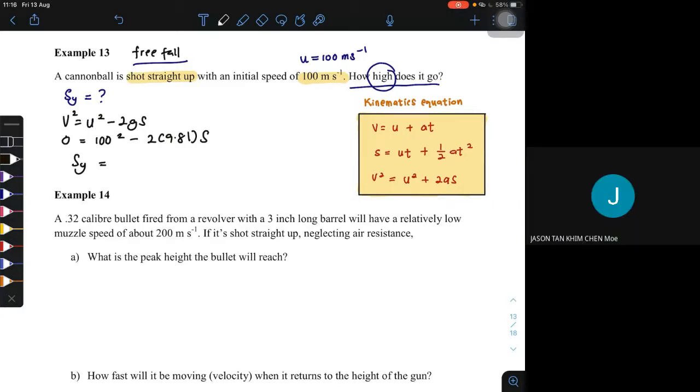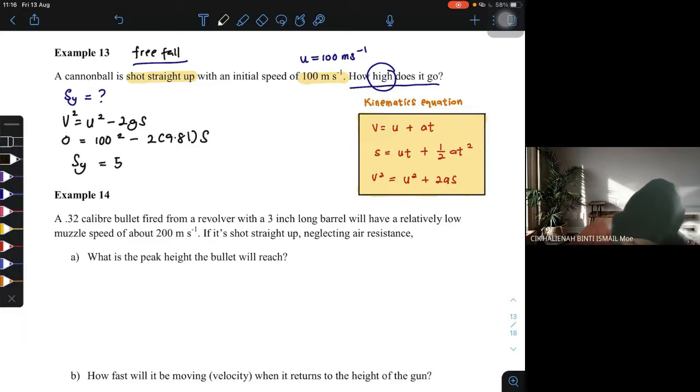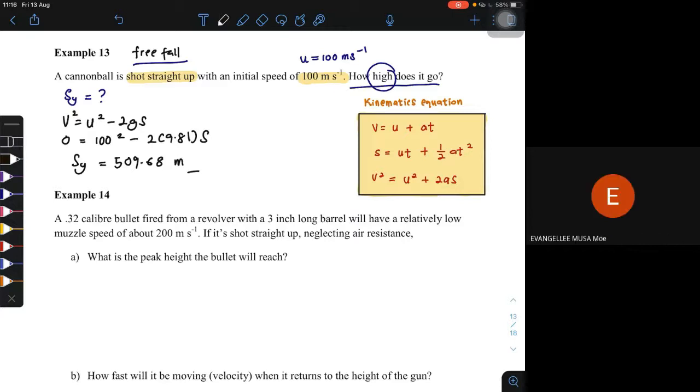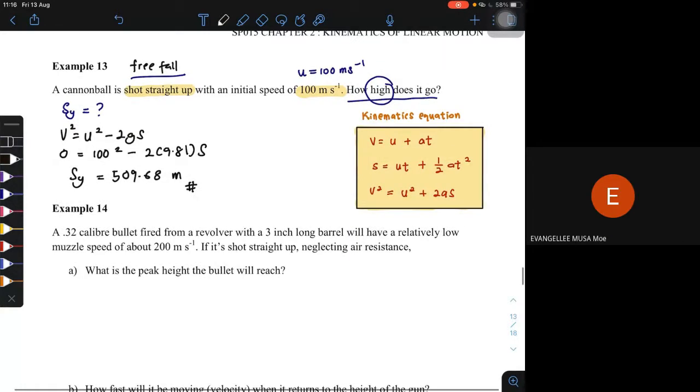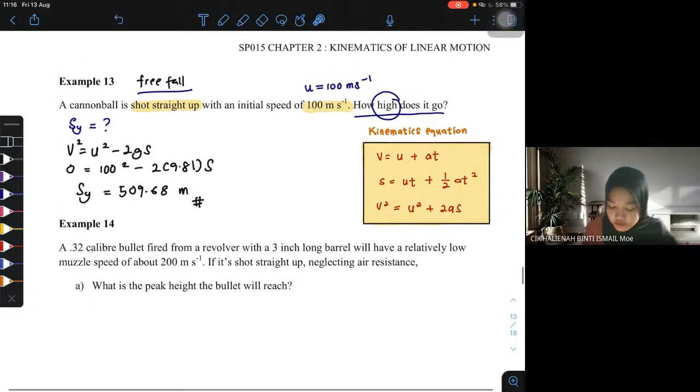509.68 meter. Is it? Did the others get the same? Yeah, miss. So this one is easy, right? We just need to find the maximum height. So at maximum height, you just remember that V is equal to 0.